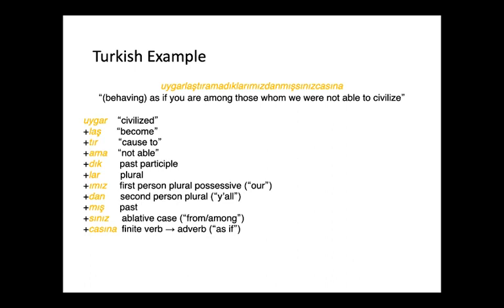So why might this be useful? Well, let's take an example from Turkish, an extreme example, but a real-world example. Turkish is notorious for having very long words with lots of morphemes in them. In fact, there's this word, uygarlaştıramadıklarımızdanmışsınızcasına. Does anybody speak Turkish here? Okay, good. So this means behaving as if you're among those who we were not able to civilize. You've already seen this example, right?